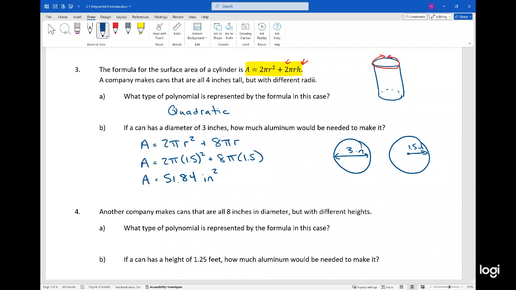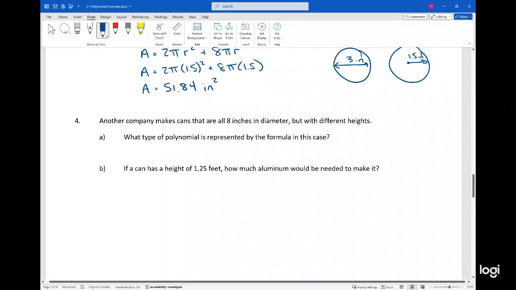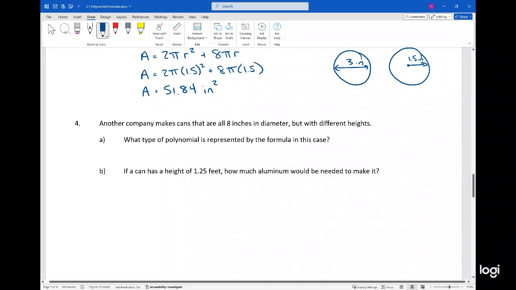Now here we've got a second company in question 4 that also makes cans. They work a little bit differently. All of their cans are 4 inches in diameter, but their heights are different. So they make them in a completely different way. Okay, so again, remember that if the diameter is 8, the radius is 4.